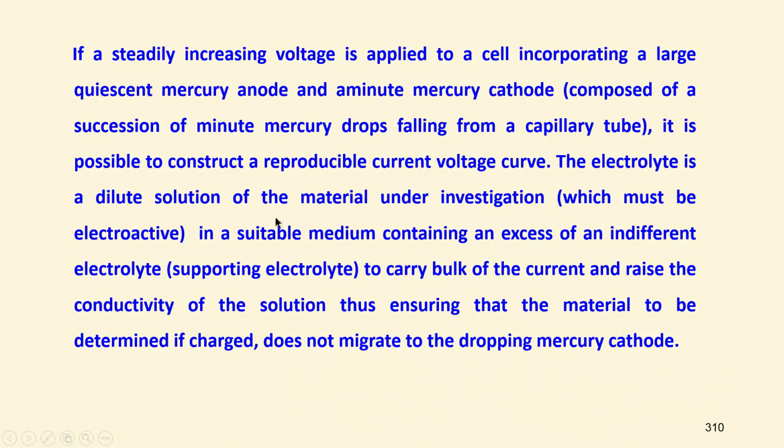So, the dropping mercury is known as the dropping mercury electrode. It is nothing very special, a small capillary fitted to a large pool of mercury on the top, and mercury is allowed to drop by drop into the solution that contains the analyte. So, we have the sample under investigation in a suitable medium containing an excess of indifferent electrolyte.